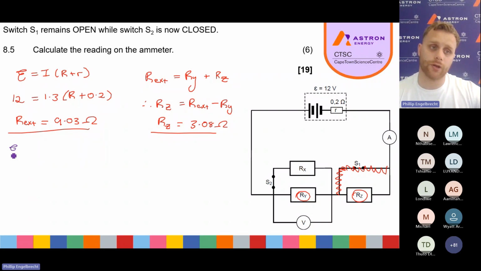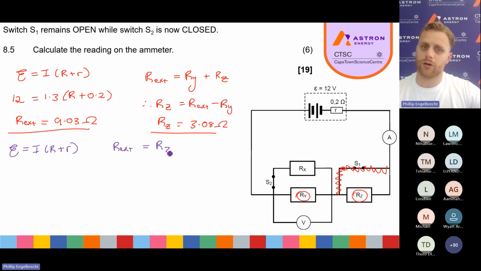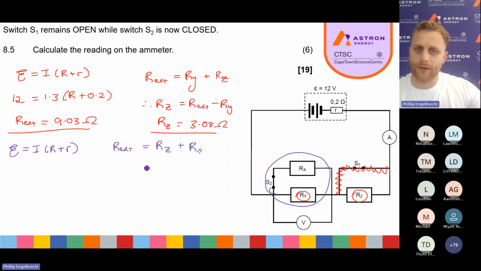Again, I'm going to use this equation. EMF is I times the big R plus little r, okay? And what I'm going to do is, I know that my external resistance, remember big R is your external resistance, is simply the resistance of Rz plus my total resistance for this whole parallel branch, okay? So that becomes 3.08, because we've calculated that already, plus, now what is the resistance for that entire parallel branch? Remember, we figured it out in the previous scenario, right?